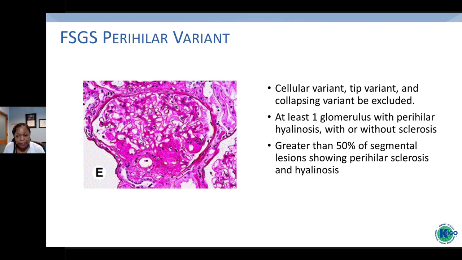So this perihilar variant of FSGS may occur in primary FSGS, but it's also common in patients with secondary forms of FSGS mediated by a maladaptive response to nephron loss or glomerular hypertension. So we can see this in patients with obesity, patients with cyanotic heart disease, reflux nephropathy, renal agenesis, or any advanced kidney disease that results in a reduced number of functioning nephrons. So I've introduced this concept of primary versus secondary FSGS, and we're going to get to that a little bit later in the presentation.